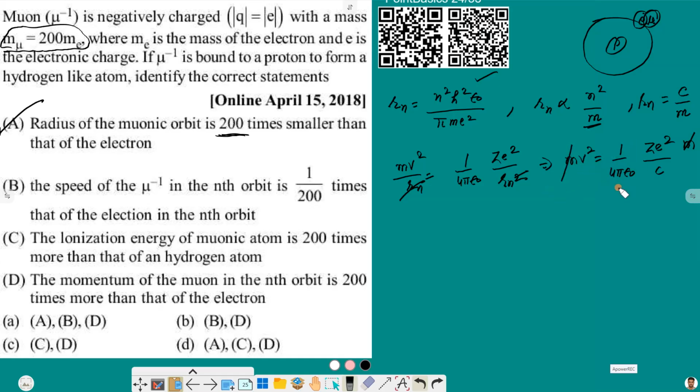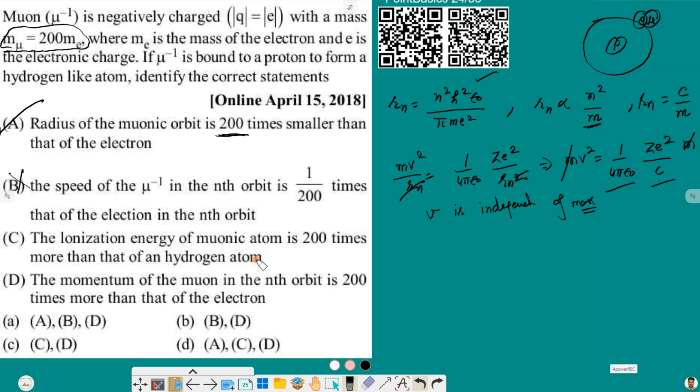So here these are constant, these are constant. So velocity is independent of mass here. If it is independent, then velocity or speed does not change. So we can say statement B will be the wrong statement.